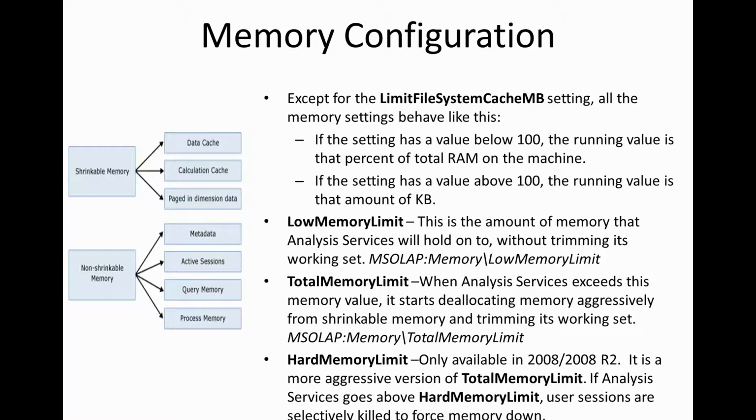Non-shrinkable memory is typically only attacked when we're looking around our total memory limit or our hard memory limit. And it's going to start deallocating memory pretty aggressively from not only shrinkable memory, but if you get to the hard memory limit, non-shrinkable memory is going to start being affected. So even active sessions will begin to be selectively killed. Query memory will begin to be severely restricted or taken away, resulting in query timeouts and query failures. Obviously, we want to stay away from that. So make sure that your system is appropriately sized and appropriately monitored so that you can watch and make sure that you're not getting very, very close to these particular values.